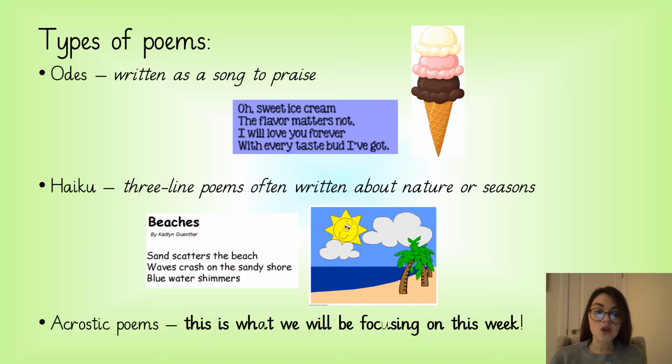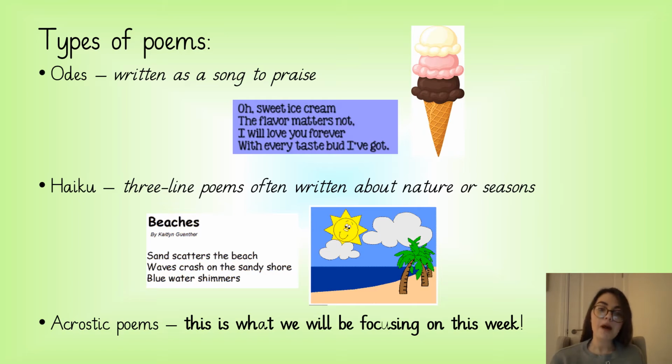We've also got haiku poems which come from Japan, and these are three-line poems which are written about nature or the seasons. So our example here is beaches, and it says, sand scatters the beach, waves crash on the sandy shore, blue water shimmers. And this poem was by Caitlin Gunther.